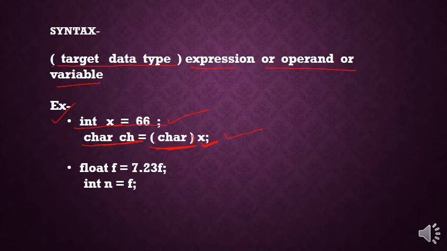Next, float f equal to 7.23f. So here is a conversion of float into an integer. So here is a loss of information. So n will store which value? n will store 7.